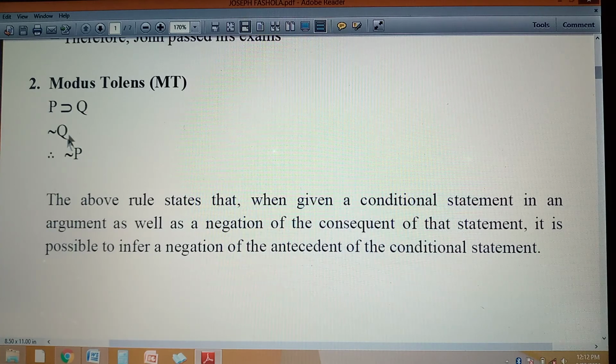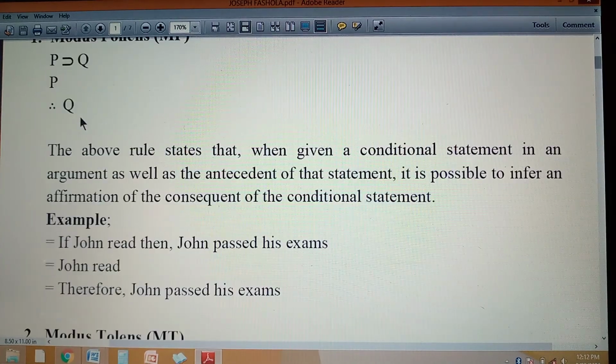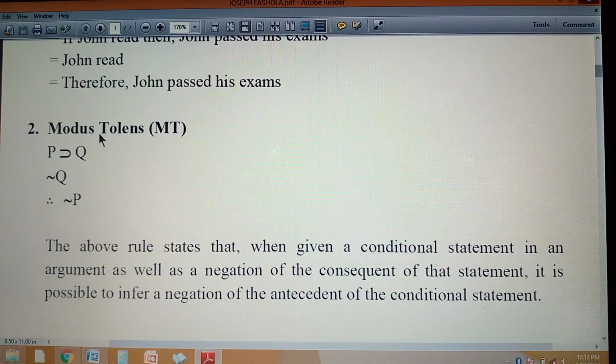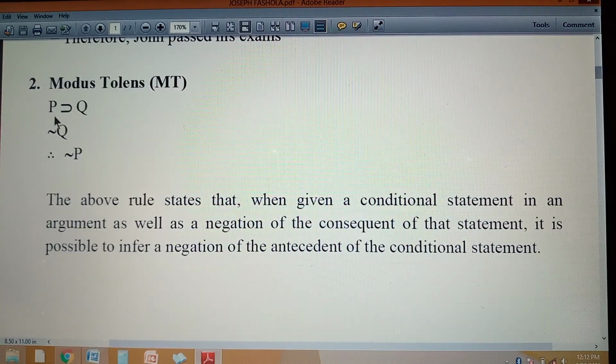Mind you, you cannot say P conditional Q, negation P, and then say therefore negation Q. It will not be valid. That is not modus tollens. You can only have a negation of the consequent. That is why it is sometimes referred to as denying the consequent, while modus ponens is referred to as affirming the antecedent. So P conditional Q, negation Q, therefore negation P.